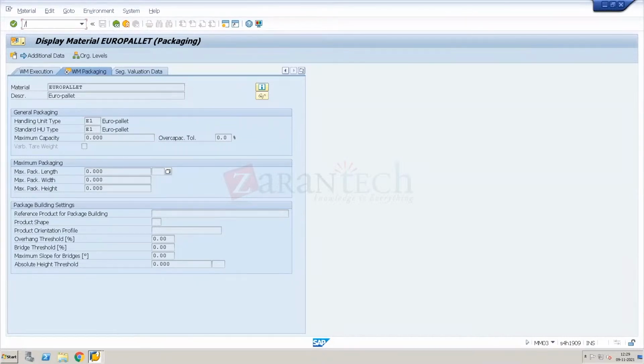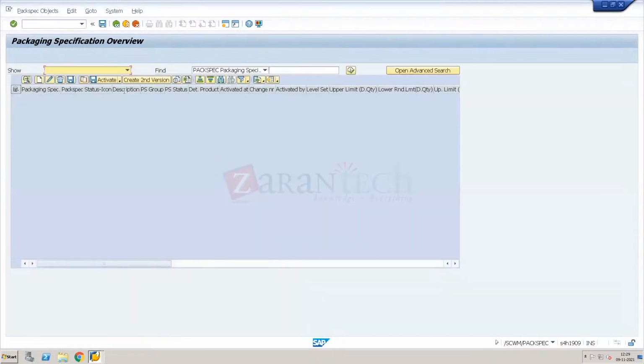So I'm going to create my pack spec here really quick. The reason this is the finished product we are using now is that the process we have run so far was for the raw materials. Now this is a finished product, right? Yes, that's correct.